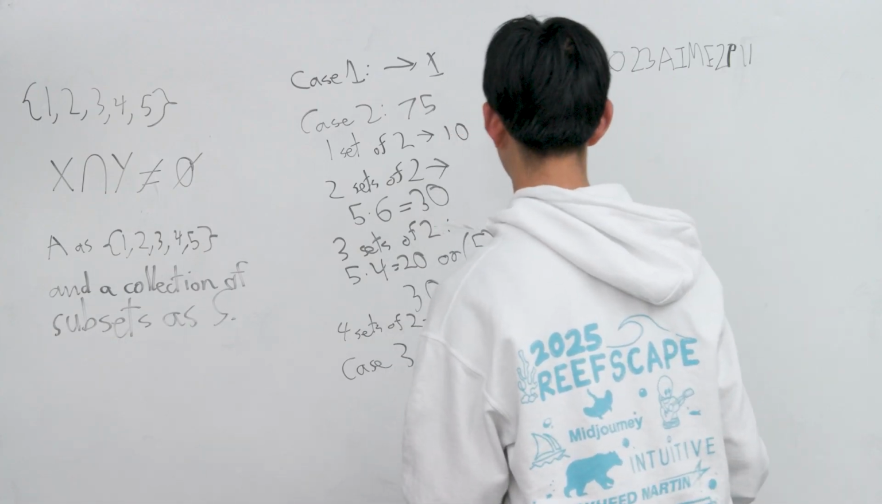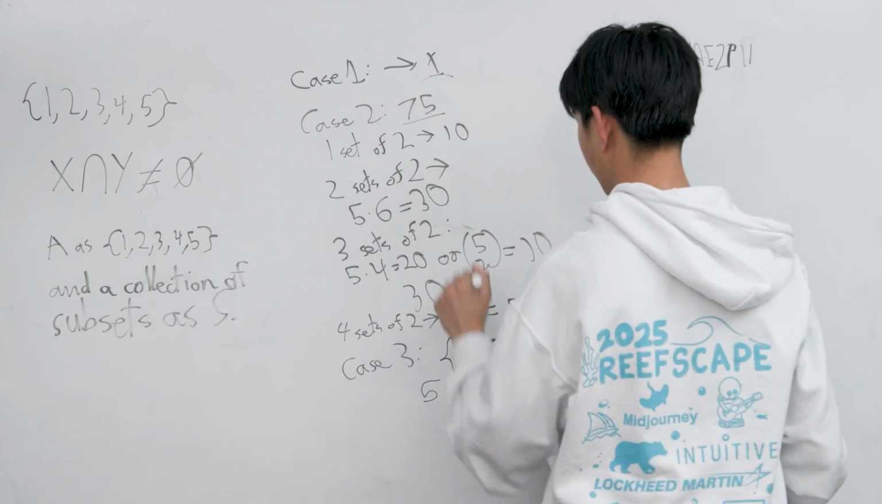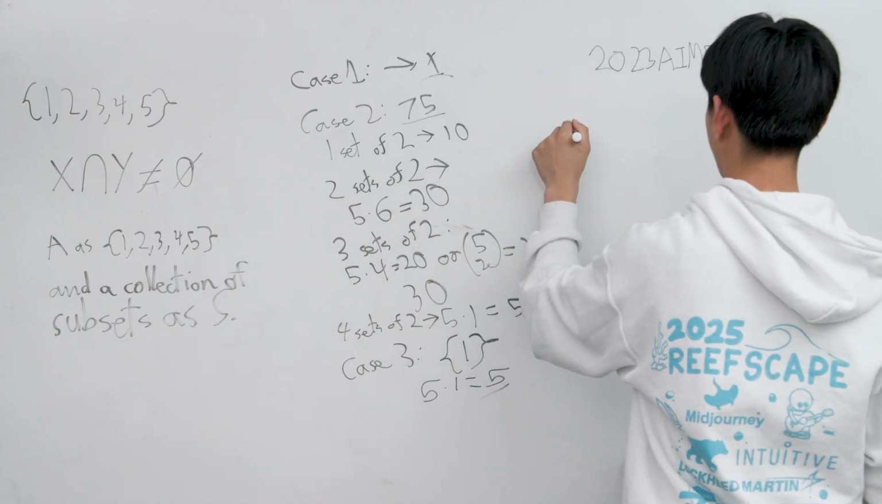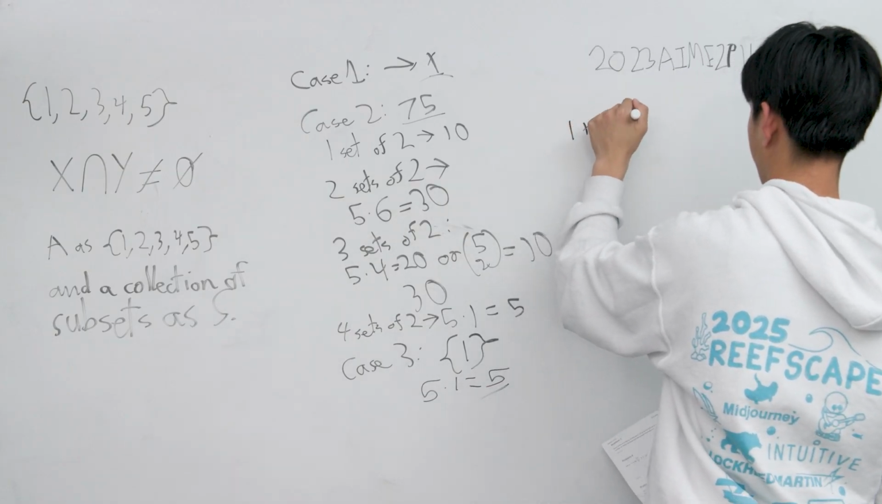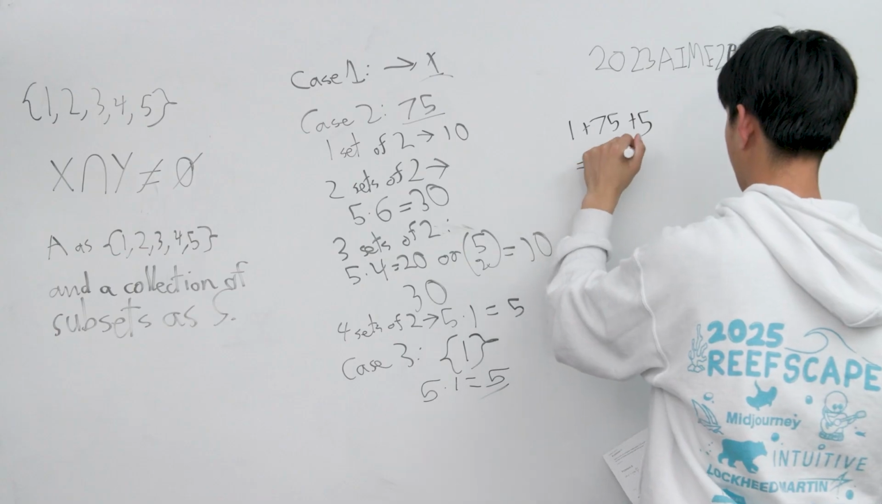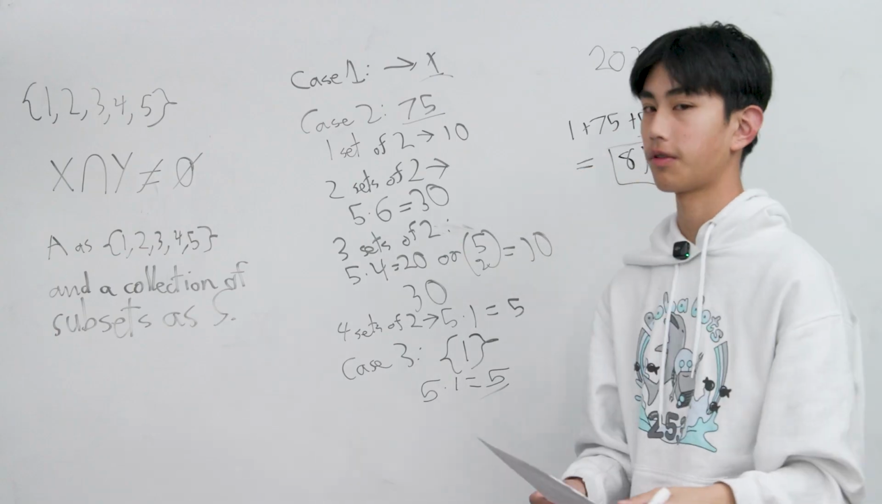So then we have our sum, which is all of these numbers. So we have 1 plus 75 plus 5 equals 81. And that is our answer for this problem.